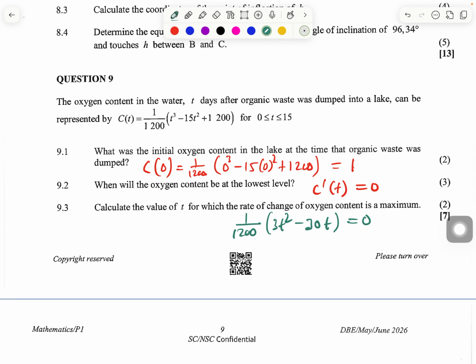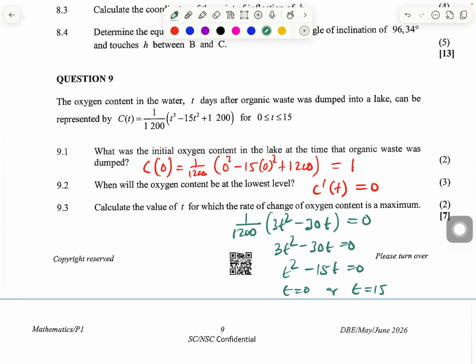You can divide both sides by the number, so you get 3t squared minus 30t is equal to 0. And then divide both sides by 3. So you get t squared is equal to, so that should be 15t. So t is equal to 0. Therefore, t will be 0 or t will be equal to 15. Okay, that's what you get for this.